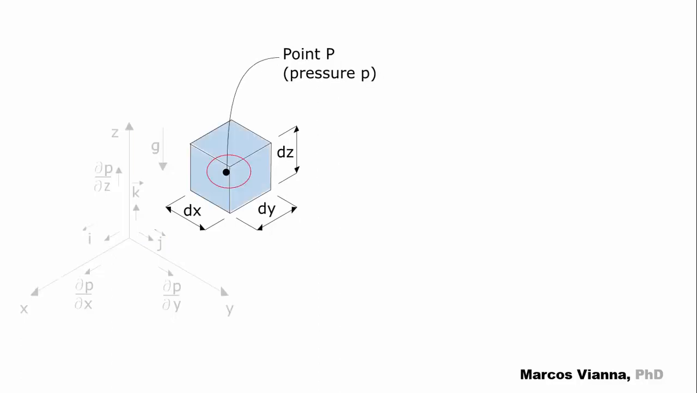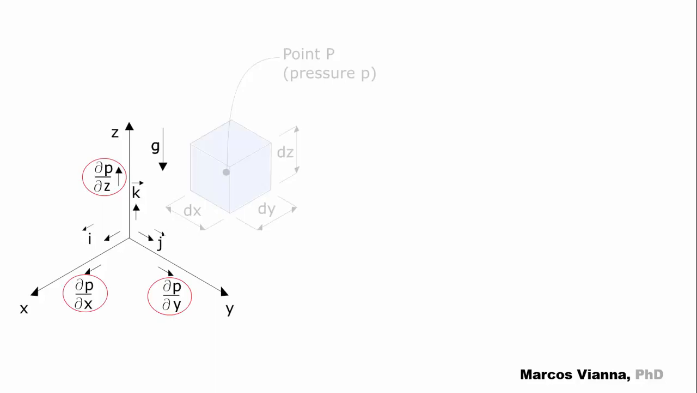Now let's consider a point P in which the pressure is p. It's at the center of an imaginary parallelepiped, whose faces are parallel to the planes XOZ, YOZ, and XOY. Its dimensions are x, y, and z. Let's assume that the pressure variations along the x, y, and z coordinate axes are dp over dx, dp over dy, and dp over dz, respectively.